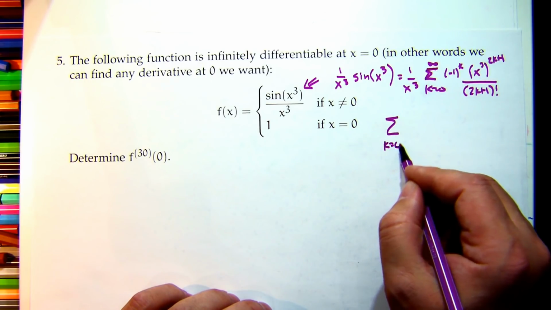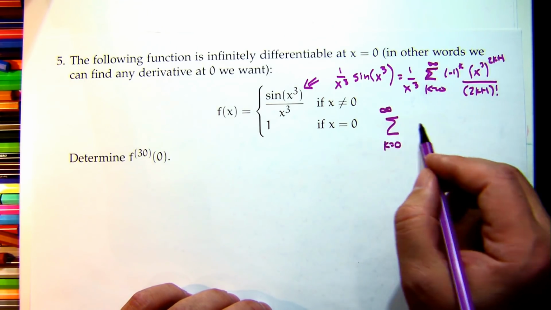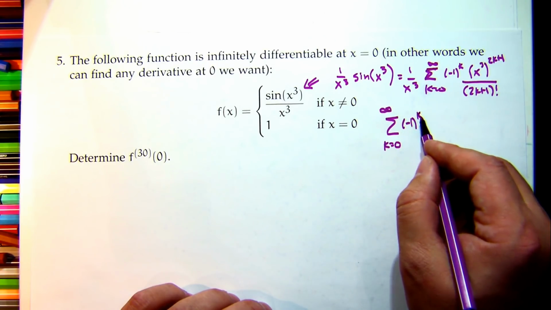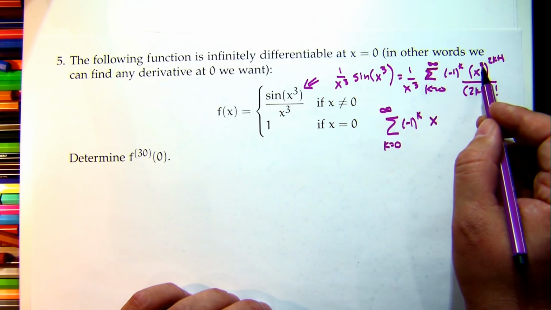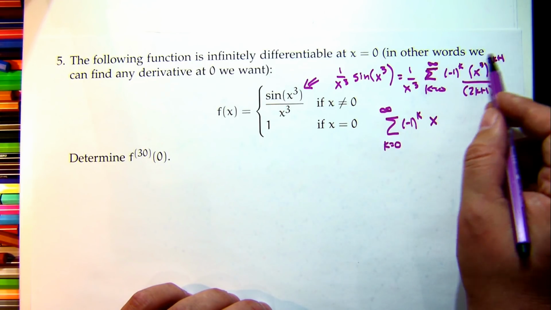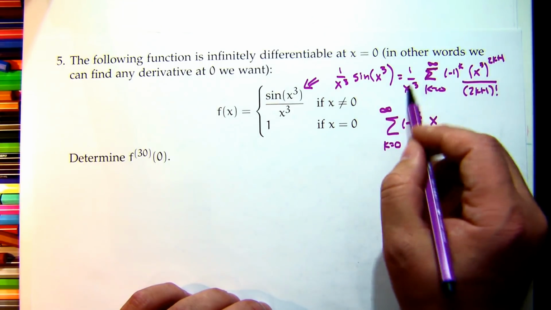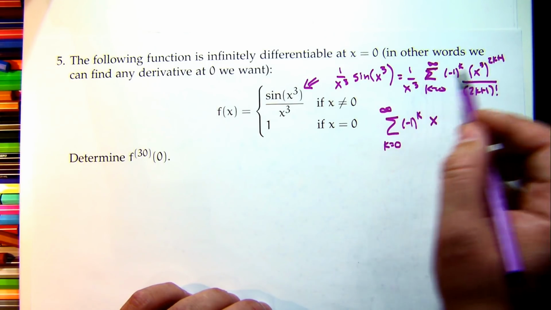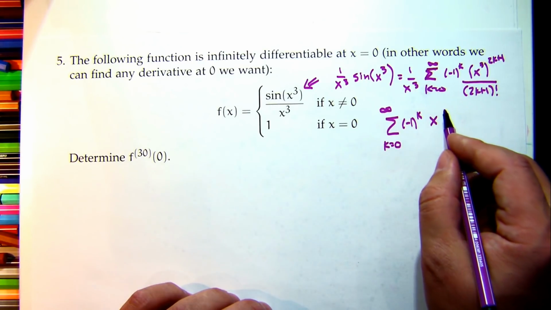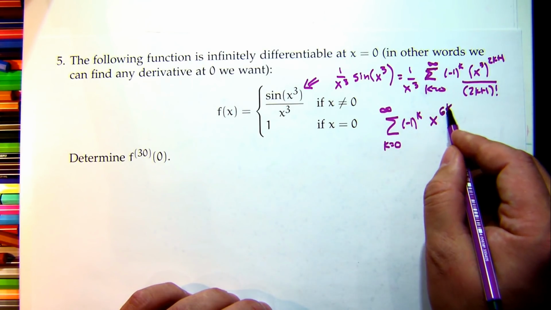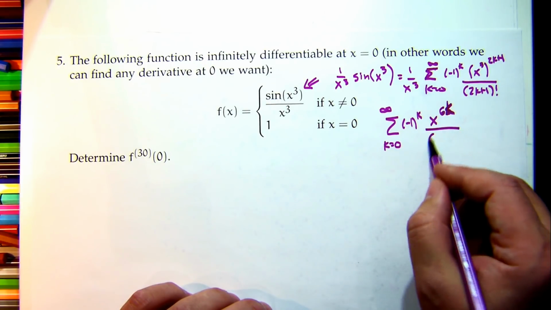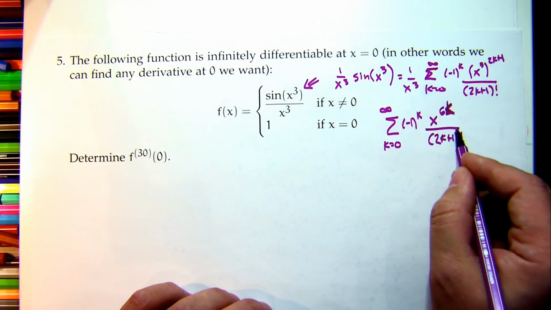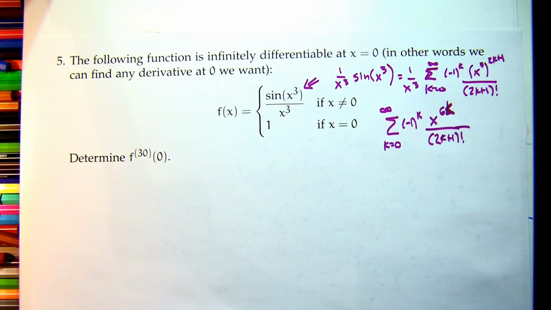So our series for f of x is the sum from 0 to infinity, negative 1 to the k, x to the, if we work our way through here, we have x cubed to the 2k plus 1. That's x to the 6k plus 3. But then I have this 1 over x cubed downstairs, 6k plus 3 minus 3 gets me to 6k, divided by 2k plus 1 factorial. All right. So there we go. That's really what f of x is as a power series.